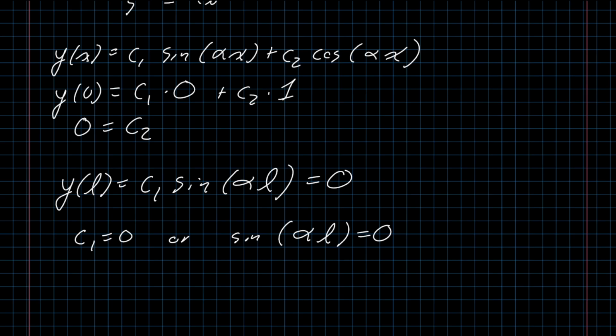At this point, we are desperate. If c1 equals 0, we only have the trivial solution, and we don't want the trivial solution. So I'm going to throw that out of hand, and I'm going to force that sine of alpha L is equal to 0. We don't have any control over L. The way I set this up, we're assuming that L is a known value. But alpha, we're assuming, is an unknown value. All we know is it can't be 0. But sine of 0 is equal to 0, but that's not the only value of sine that is equal to 0. Sine of theta is equal to 0.